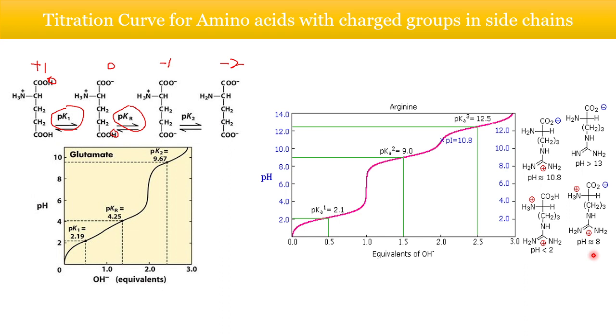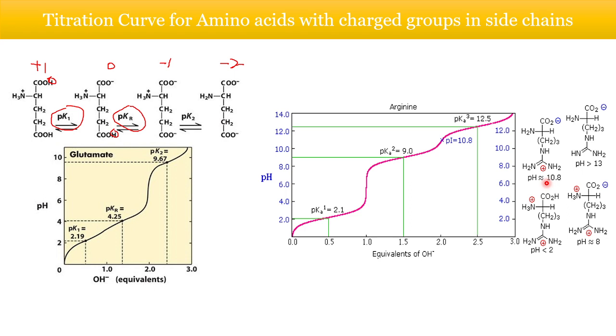So arginine moves from +2 to +1, then it goes to 0, the zwitterionic form, at pH 10.8, and finally it goes to the basic form, or the negative form of -1, at a pH higher than 13.